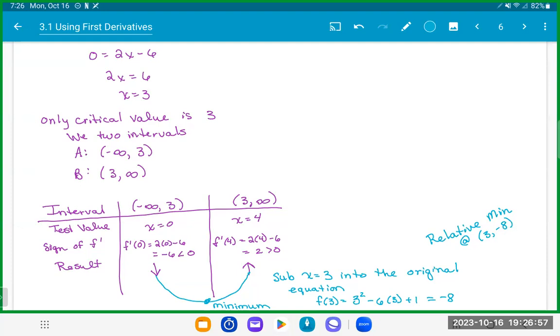Okay? Questions. And that was part B, was to determine the relative minimum. Or relative extrema, it could have been a minimum or a maximum. Okay? Question.